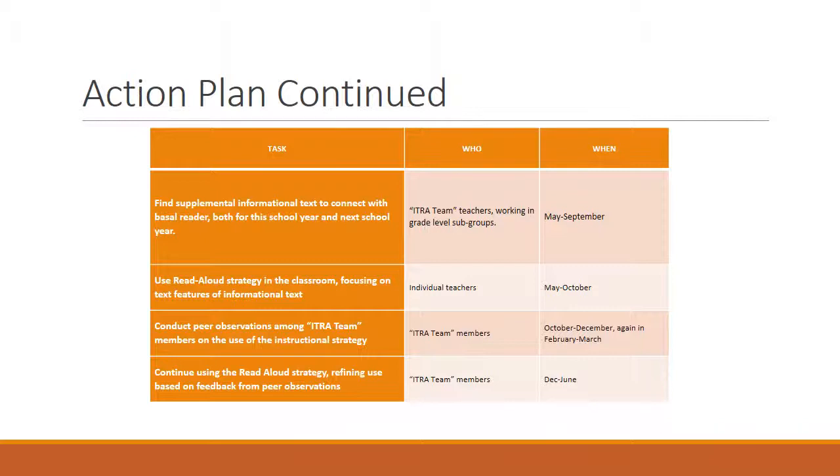Finally, continuing use of the read aloud strategy would be the last step of the action plan. This strategy would be refined based on the feedback from the peer observations. And this would happen from December to the end of the school year.